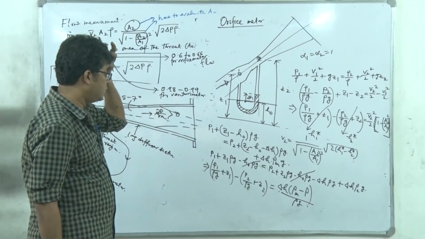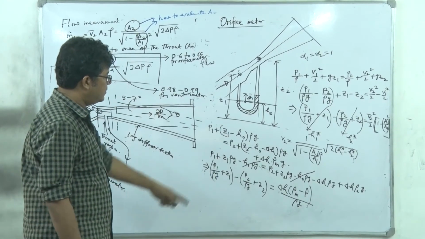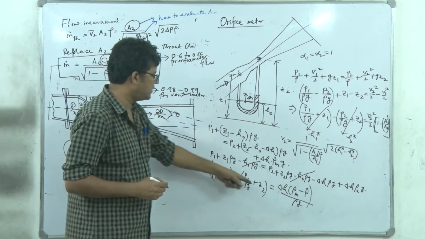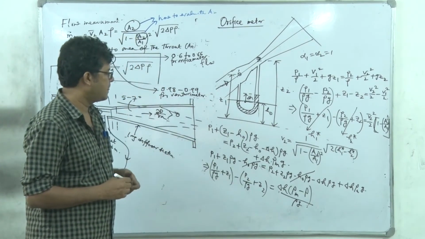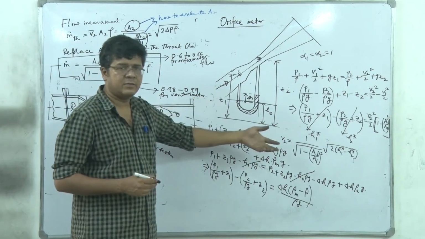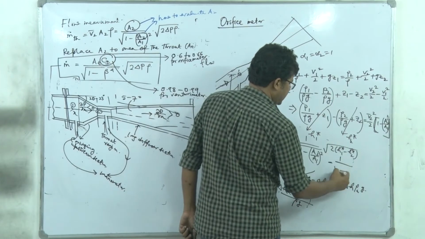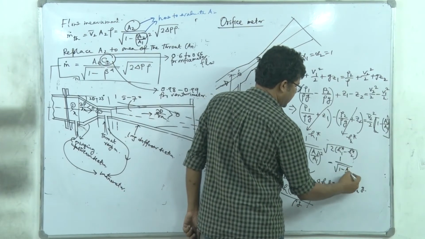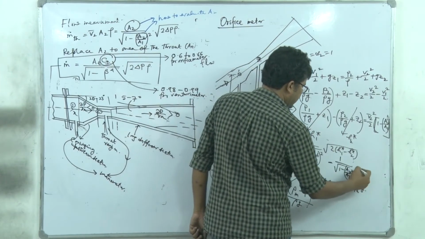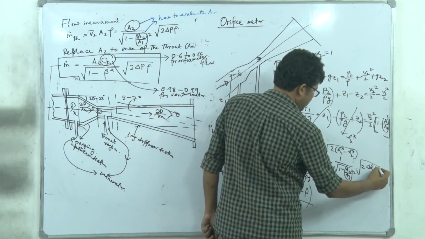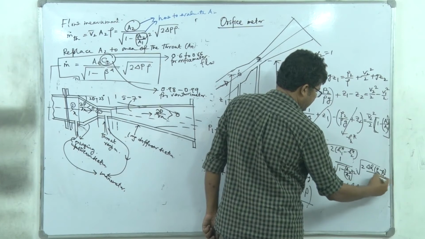Divided by rho G. So, you see this delta H, this is H1 star minus H2 star, and we have got the same equation. If I replace it, I will have the same manometer reading: 1 minus A2 by A1 whole square into twice into this delta H, rho m minus rho, divided by rho G.